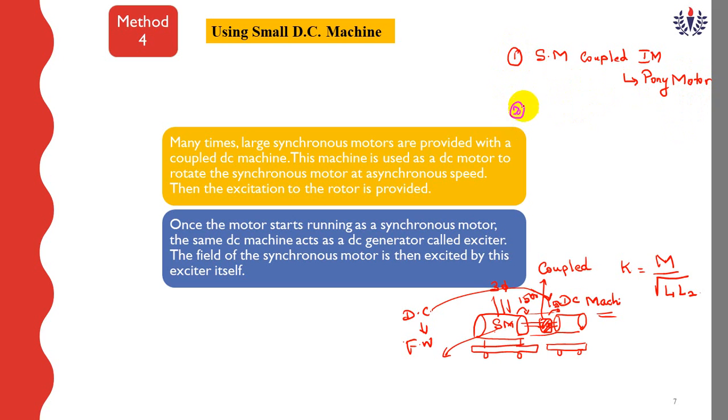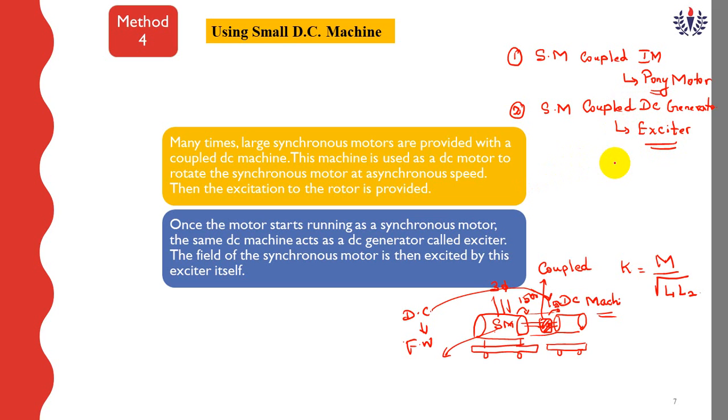Second one, when a synchronous motor is coupled with a DC machine, DC machine meaning a generator, you can say an alternator generator, then the concept is known as an exciter. Please note down, when a synchronous motor is coupled with a DC generator, that is known as an exciter. When the synchronous motor is coupled with the induction motor, it is known as a Pony motor.